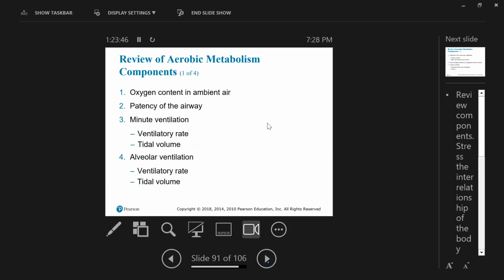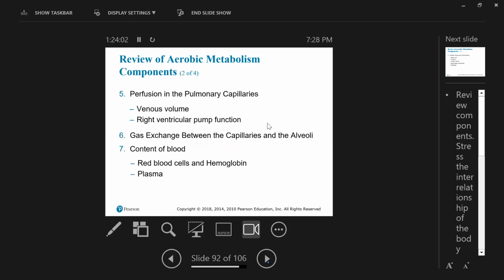Components of aerobic metabolism. Oxygen components: ambient air, patency. Now this is going over some of the stuff that we want to. You have minute ventilation, ventilatory rate, and tidal volume, and alveolar ventilation. Perfusion in the pulmonary capillaries: you have venous volume, right ventricular pump function, the right side, because that's the one that actually sends it to the lungs. Gas exchange between the capillaries and the alveoli. You have the content of blood: red blood cells, hemoglobin, and plasma.